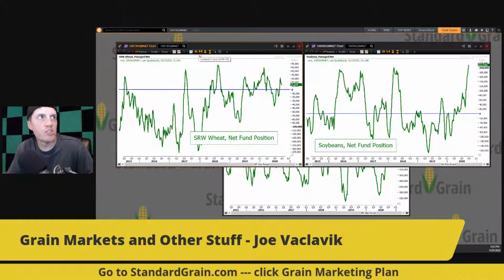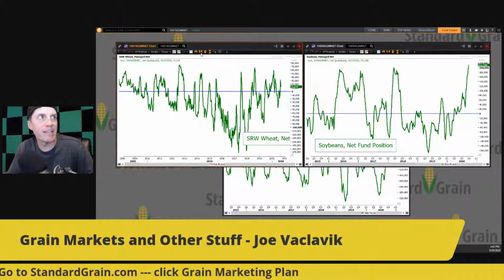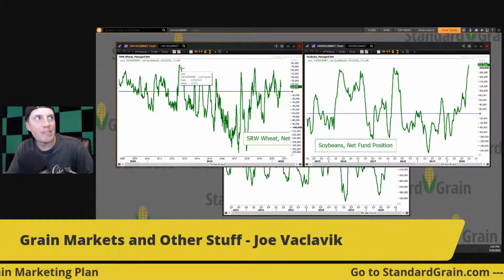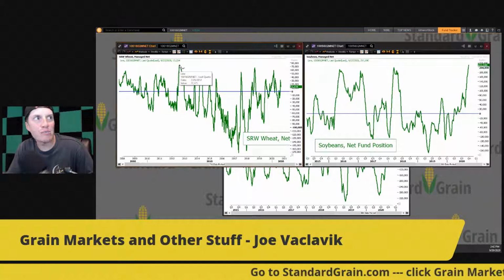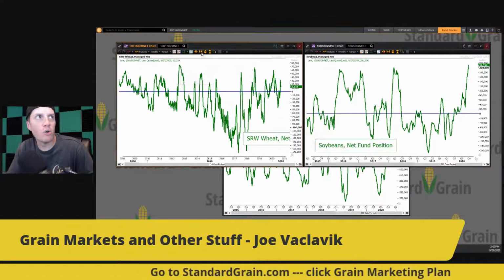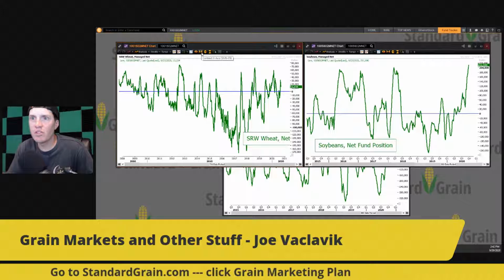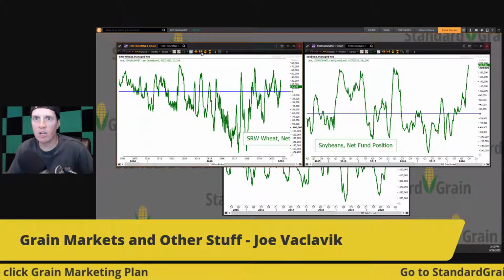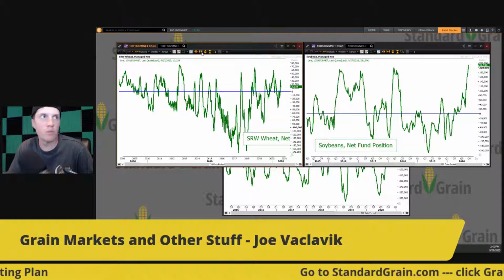And if you zoom this in a little bit, I think the biggest long that they ever had in the SRW wheat market was about 72,000 contracts back in 2012. So the funds, you can't look at all these markets the same. 100,000 contracts in corn is not the same thing as 100,000 contracts in SRW wheat.